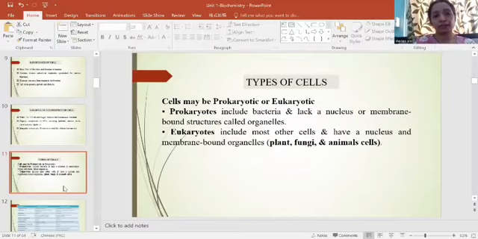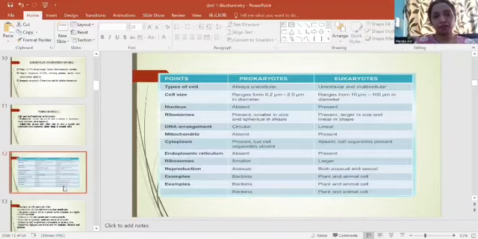So there are different types of cells, that is prokaryotic cells and eukaryotic cells. Prokaryotic cells include bacteria, and they basically lack a nucleus and membrane-bound structures called organelles. Eukaryotes include most other cells and have a nucleus and membrane-bound organelles, for example, plant, fungi, and animal cells. So these are the key differences between prokaryotic and eukaryotic cells.